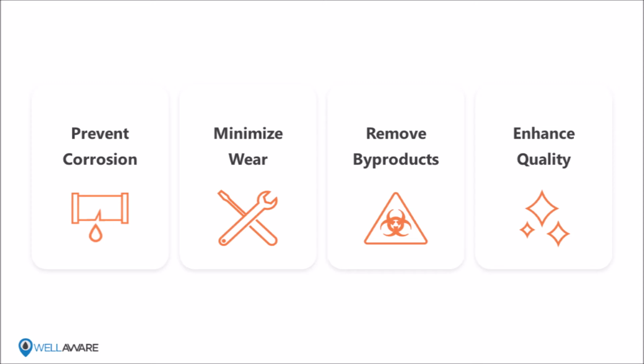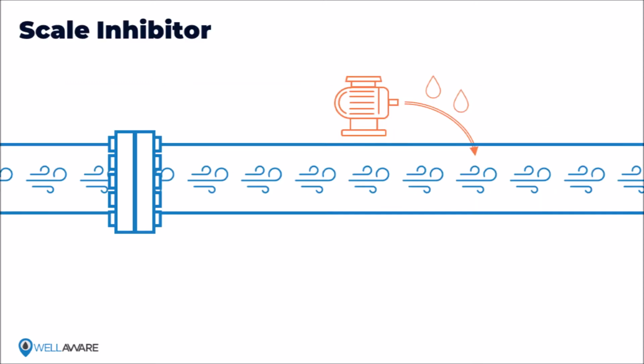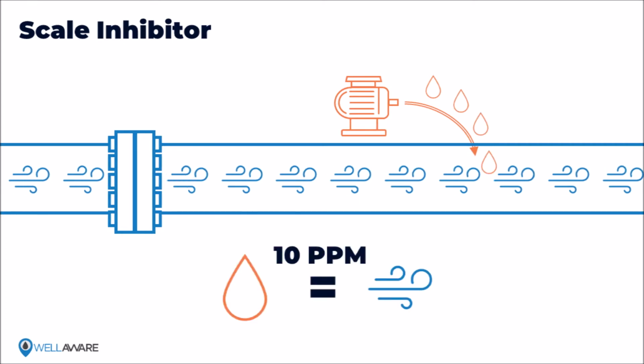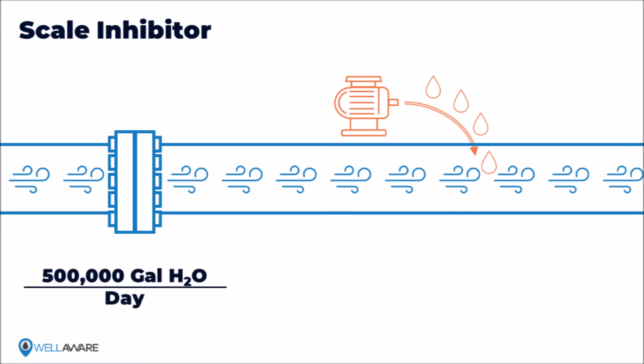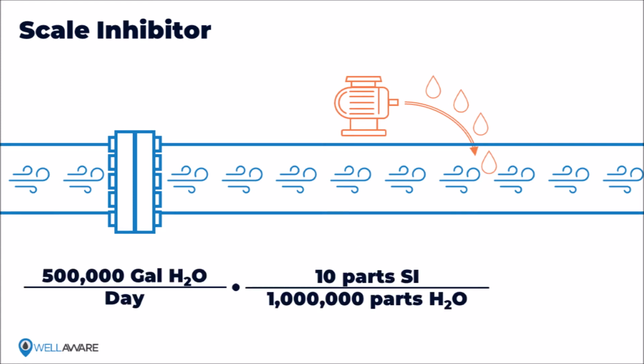In a simple example, let's say we wanted to inject scale inhibitor into a water pipeline. We usually want to inject that scale inhibitor proportionally to the water flow rate. We measure this in terms of parts per million, or ppm. For instance, if I wanted to inject 10 parts per million, or 10 ppm, of scale inhibitor into a water pipeline flowing 500,000 gallons per day, I would want to inject 5 gallons per day of chemical.